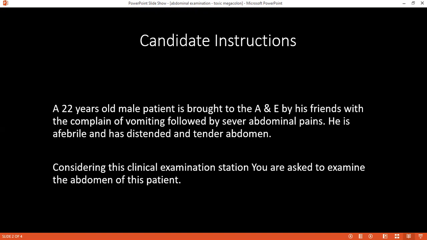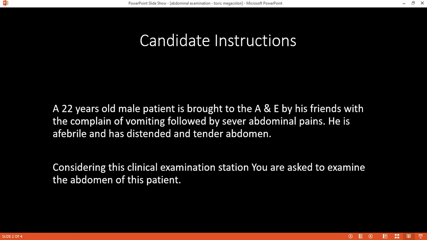Then I will do the disability, knowing that the patient's GCS is fine, that he's fully conscious. I've already done the exposure. Because I've done the light palpation and know that the patient is in severe pain, I won't proceed to deep palpation. But if the patient is all right, I will do the abdominal examination.